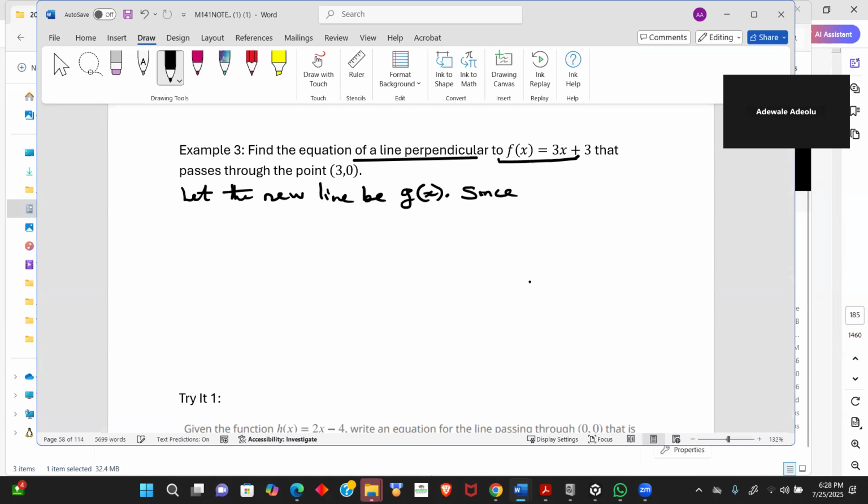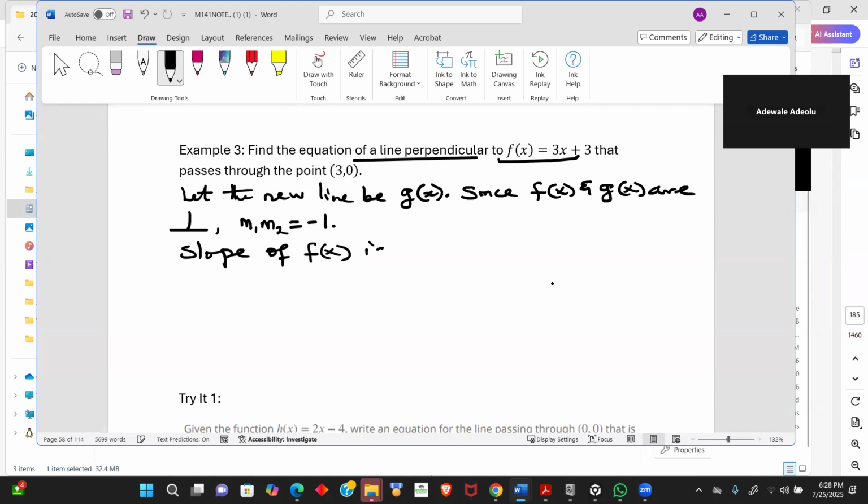Since f of x and g of x are perpendicular, it means that the product of their slopes must be -1. Is that true? Yes. Now, look at it. Slope of f is 3. Is that true? Yes. Slope of f is 3.